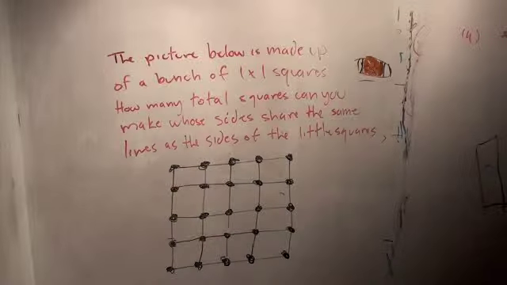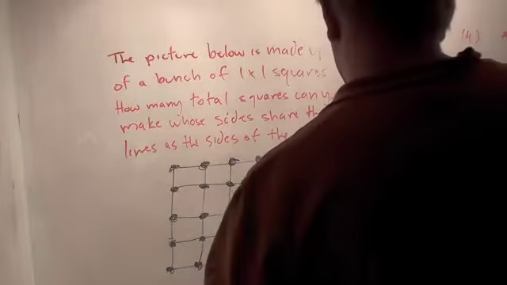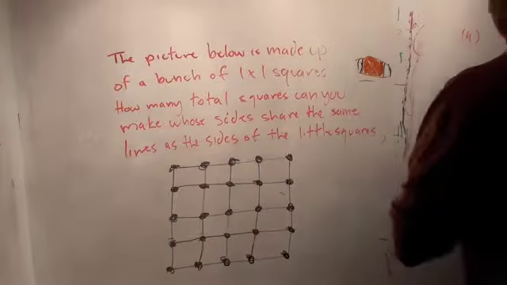Okay, so today we're only going to do one problem, and here it is. The picture below is made up of a bunch of 1 by 1 squares. How many total squares can you make whose sides share the same lines as the sides of the little squares? I'm not sure how clear this is, but let me give you a couple of examples.